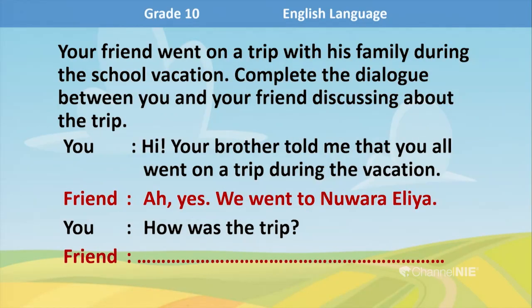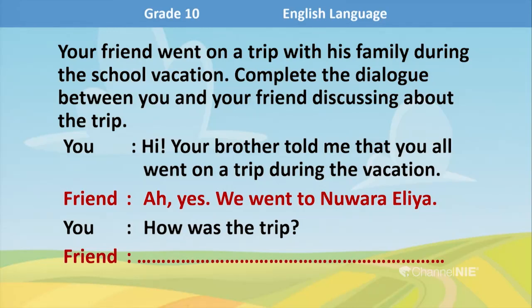Right, children. I have another small activity for you. This is it. Your friend went on a trip with his family during the school vacation. Complete the dialogue between you and your friend discussing about the trip. Right? Here again, this is the situation. So, what are they talking? Yes, Suchitra? You and your friend.